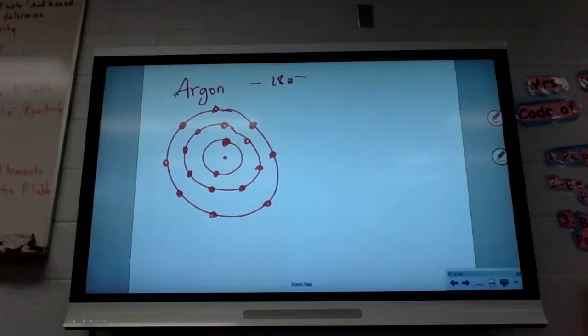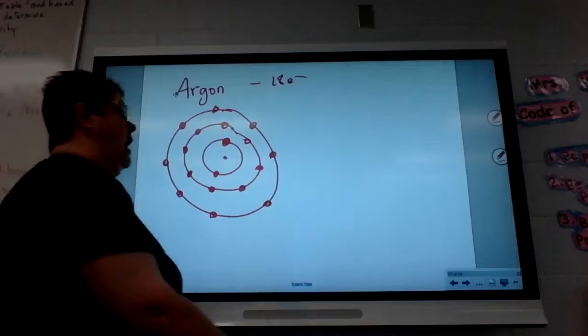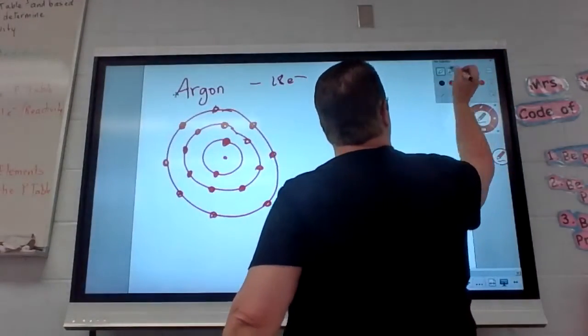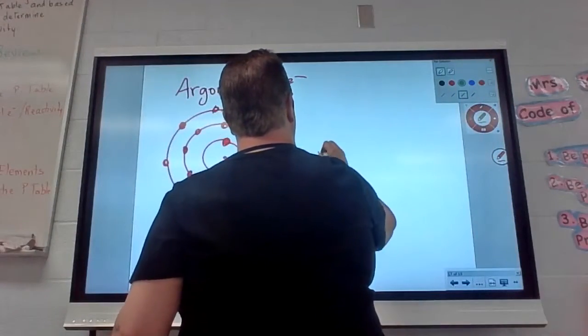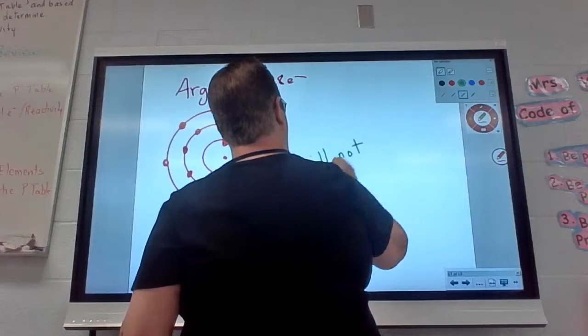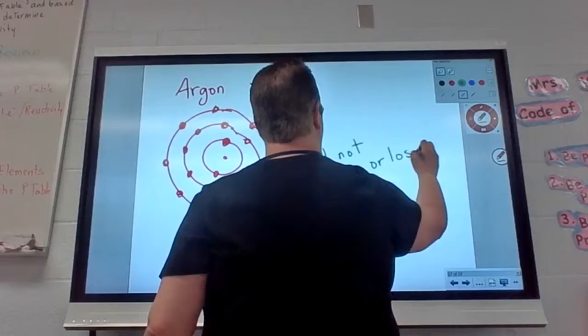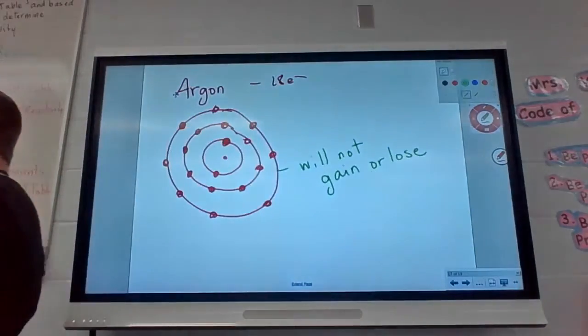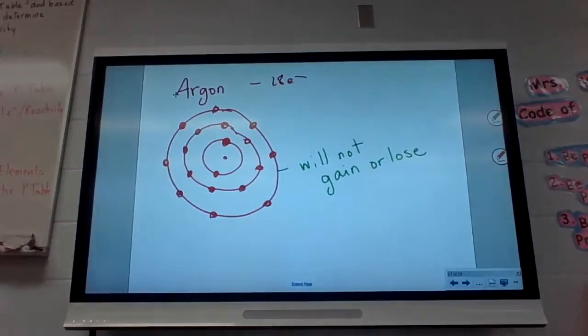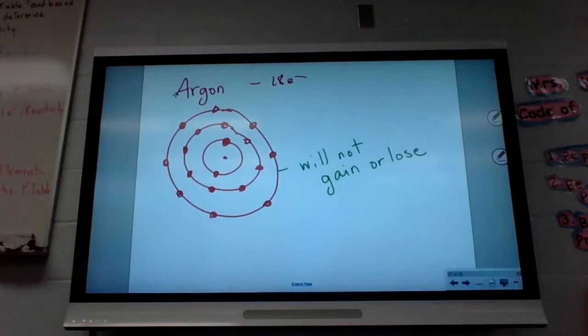All right, so when you look at argon, if 2 are on the first ring, 8 are on the second ring, and 8 are on that outside ring, what is argon going to do if it has 8 on the outside ring? Nothing. Okay? So argon will not gain or lose. All right? Because it already has 8, it's not going to do anything. Are you with me on that?